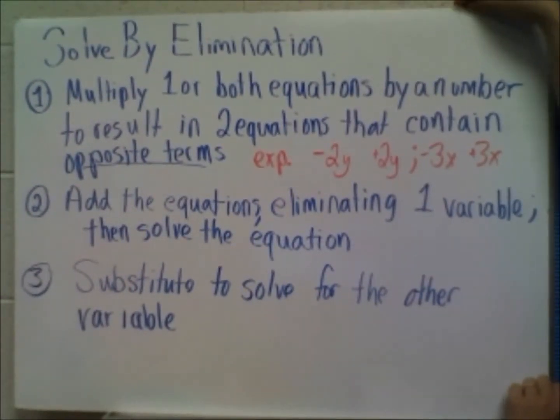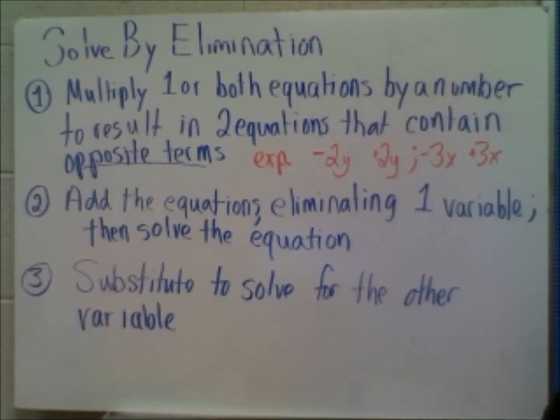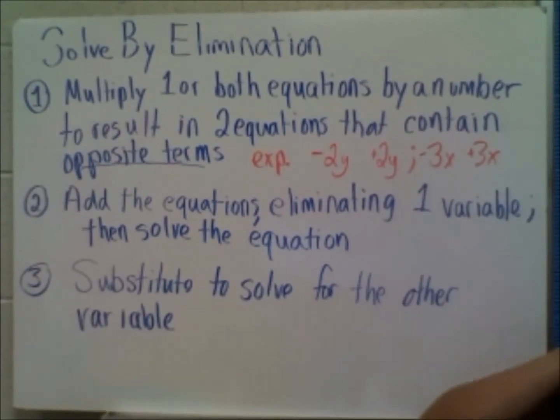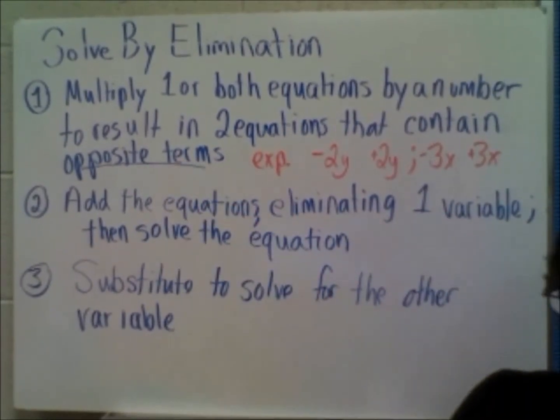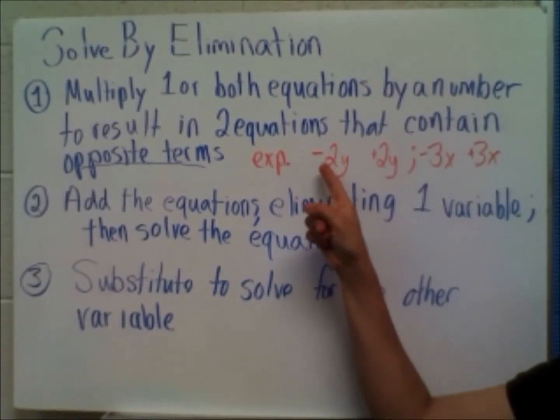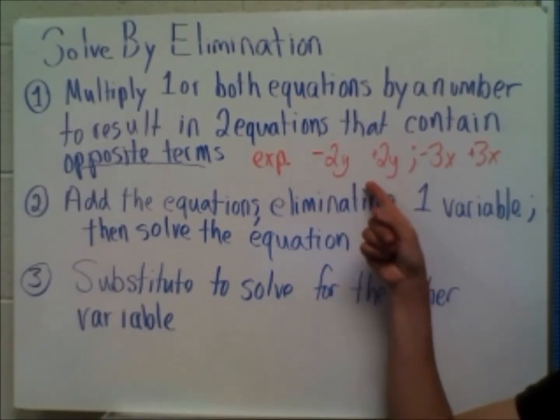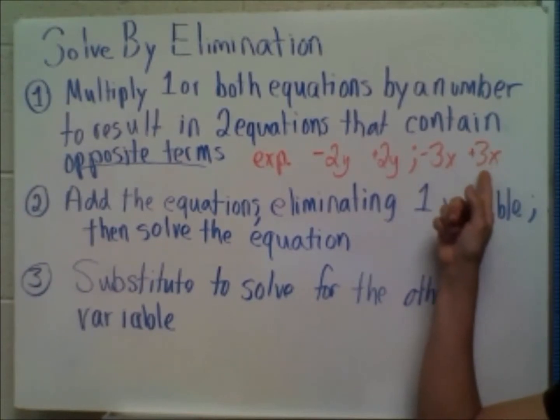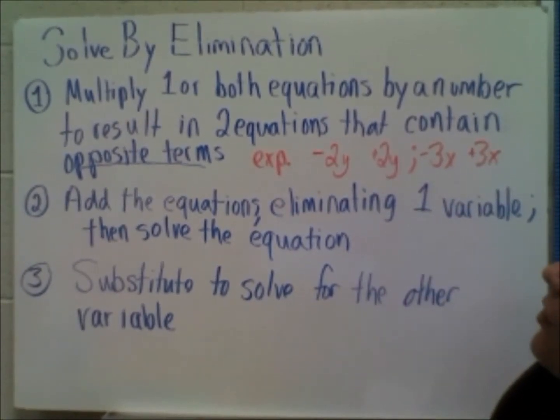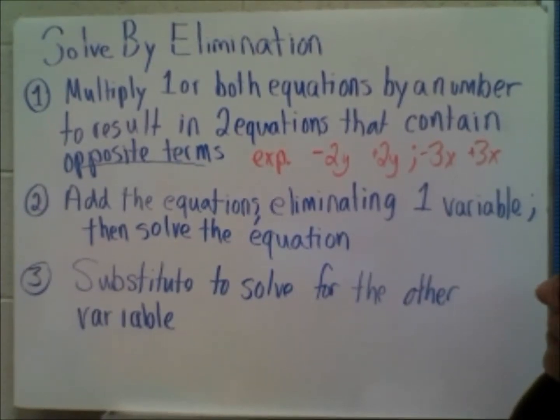The other method is solving by elimination. When you solve by elimination, you want opposite terms in your two equations. So you want a -2y and a +2y, or a -3x and a +3x. And you get those by multiplying one or both equations by a number.